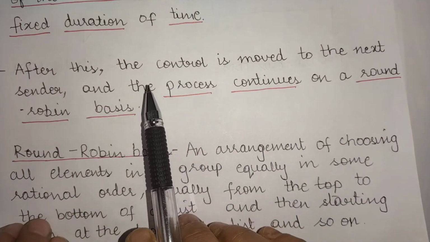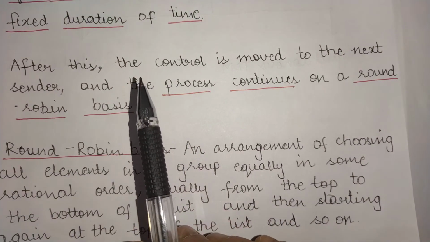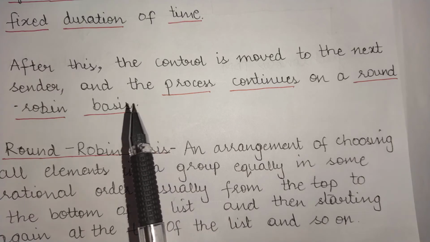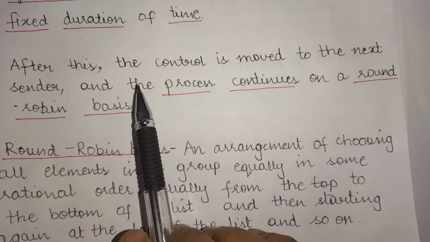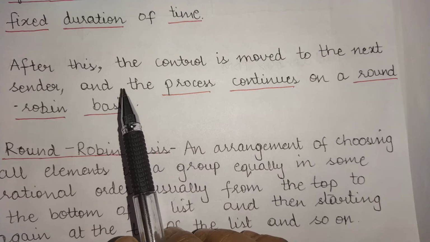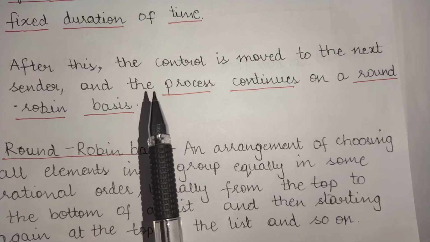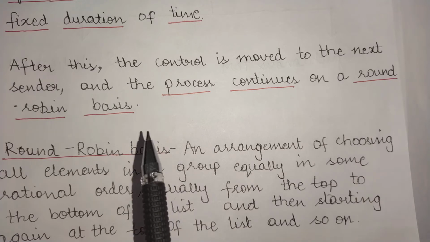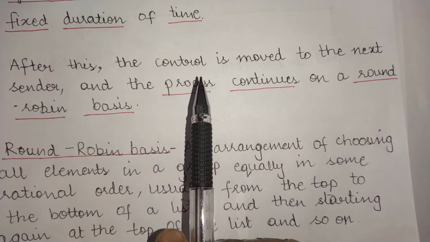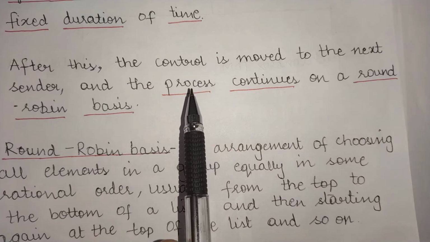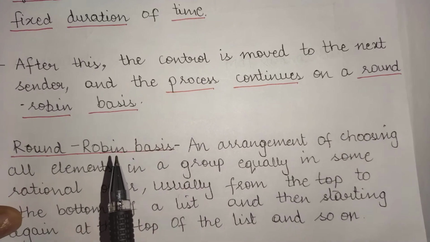Now after the sender's time has passed out, after that particular time slot for this sender is over, the control is passed on to the other sender in queue, and so on, right? And this process continues in a round robin fashion or a round robin basis.